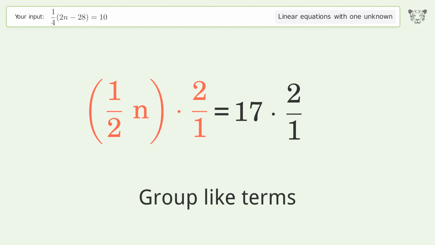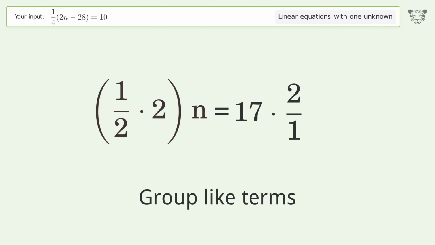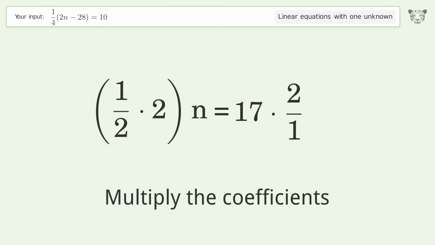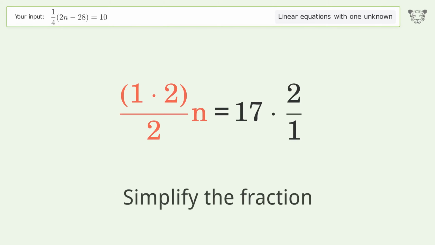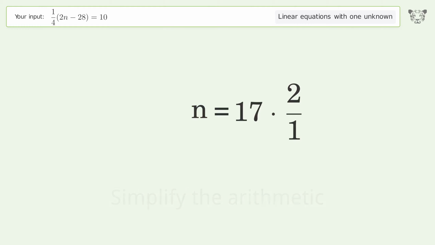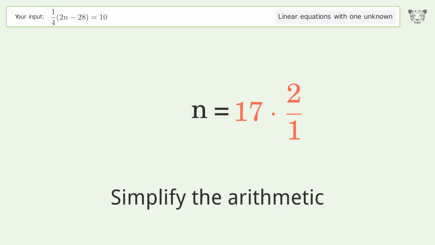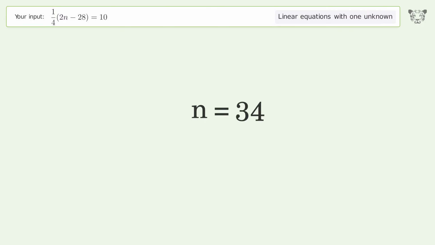Group like terms. Multiply the coefficients. Simplify the fraction. Simplify the arithmetic. And so the final result is n equals 34.